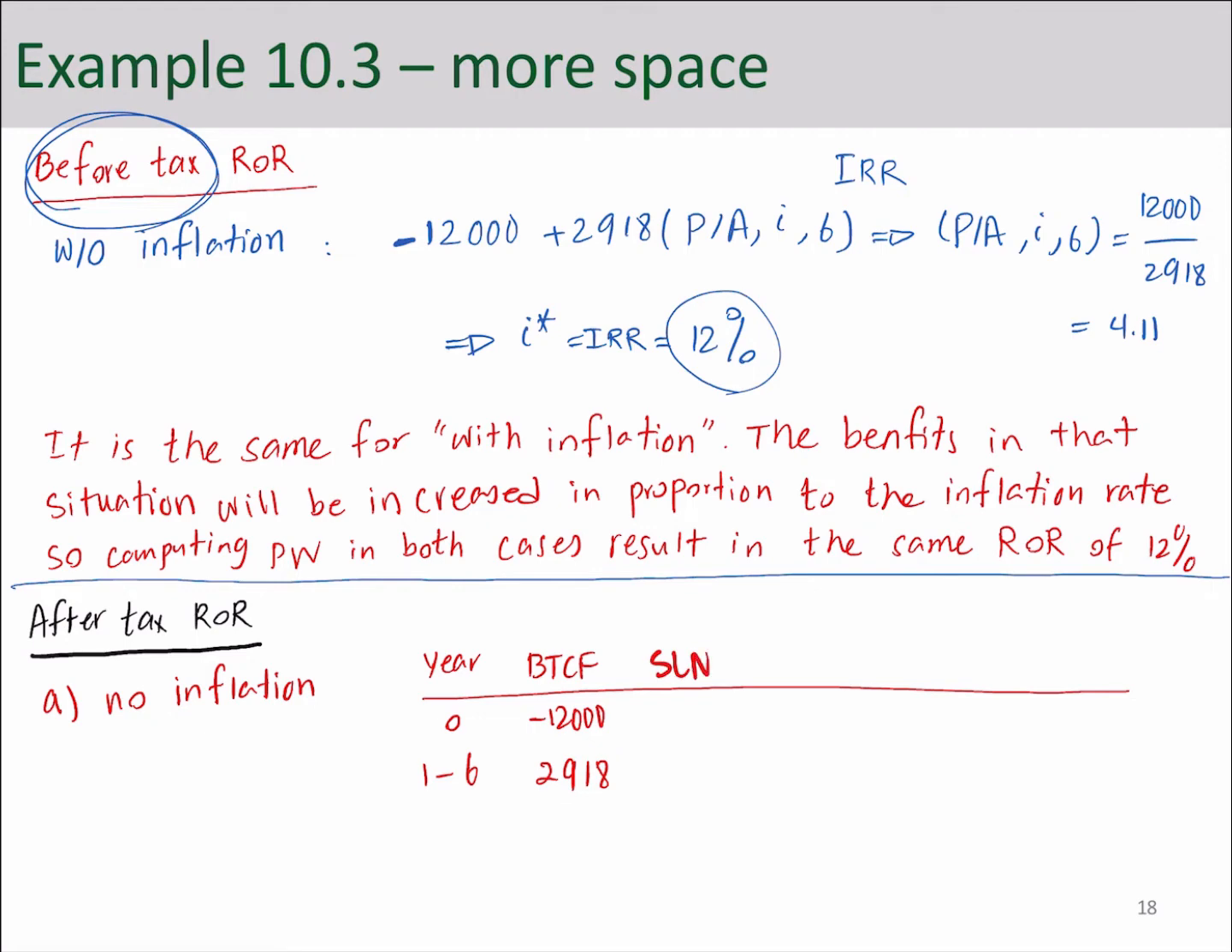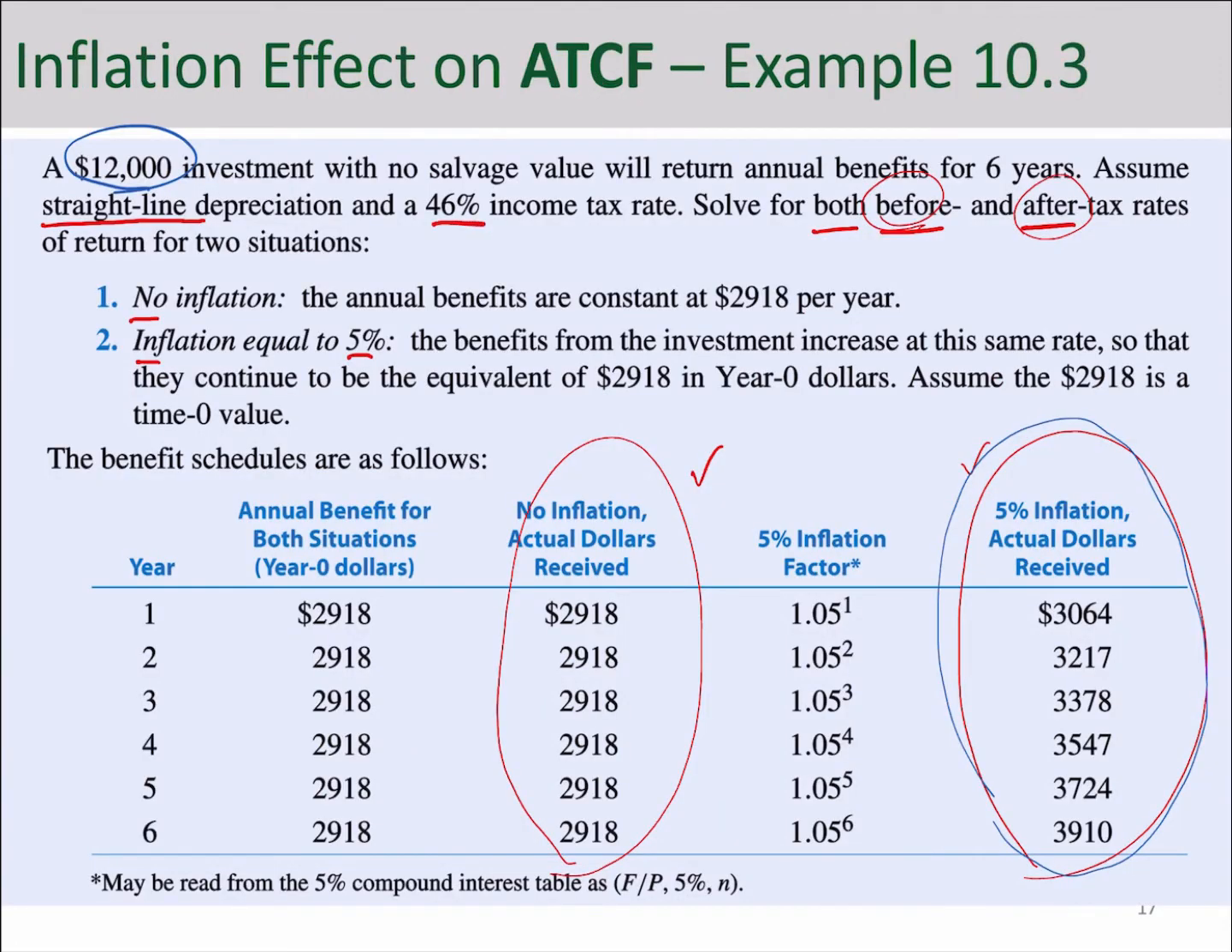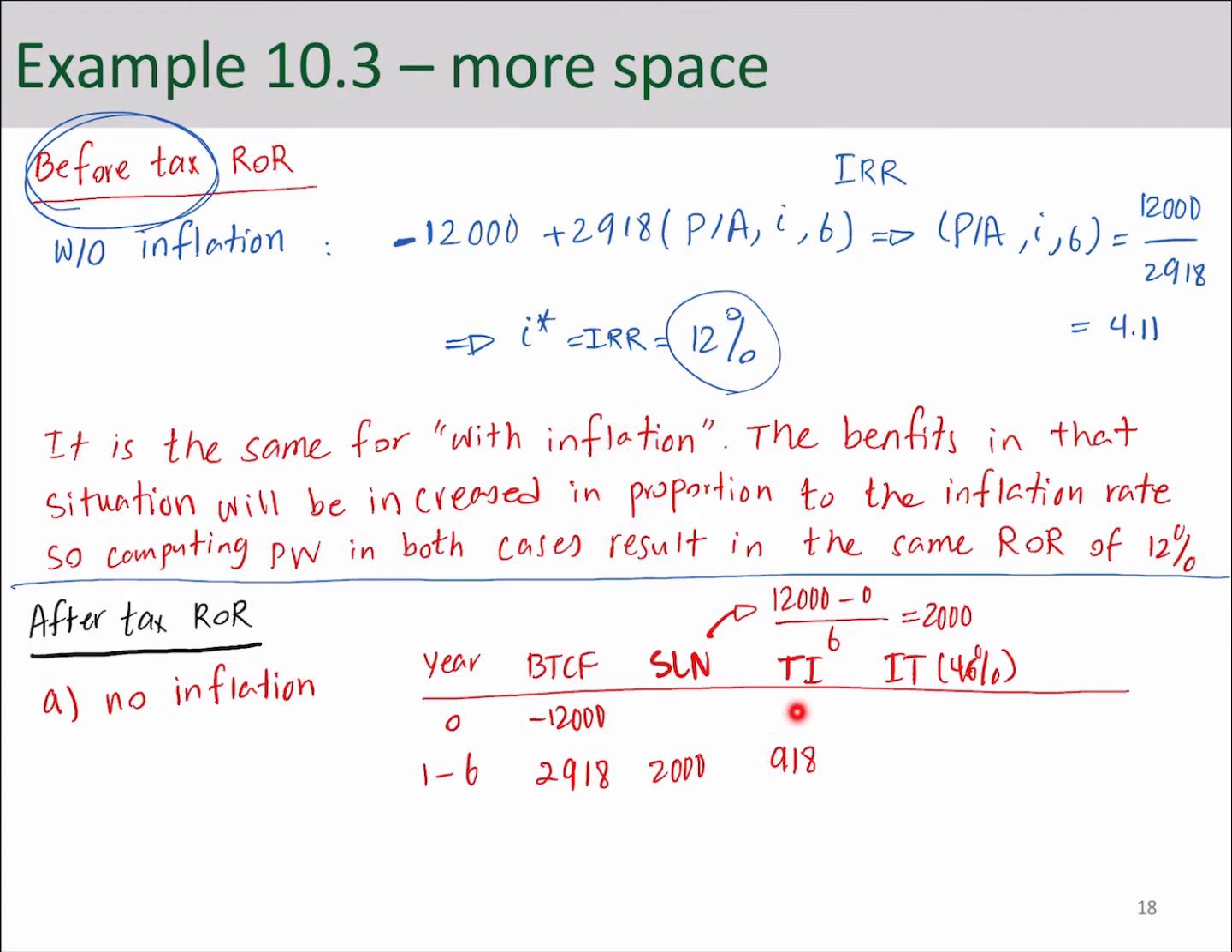For straight line depreciation, the cost base is 12,000 minus the salvage value of 0, over the number of years, 6. So straight line depreciation is 2,000. Each year we can deduct 2,000 from our income. Therefore, the taxable income becomes 2,918 minus 2,000, so 918. And then income tax at 46%, as given here, will be 46% of $918, and that is $422.